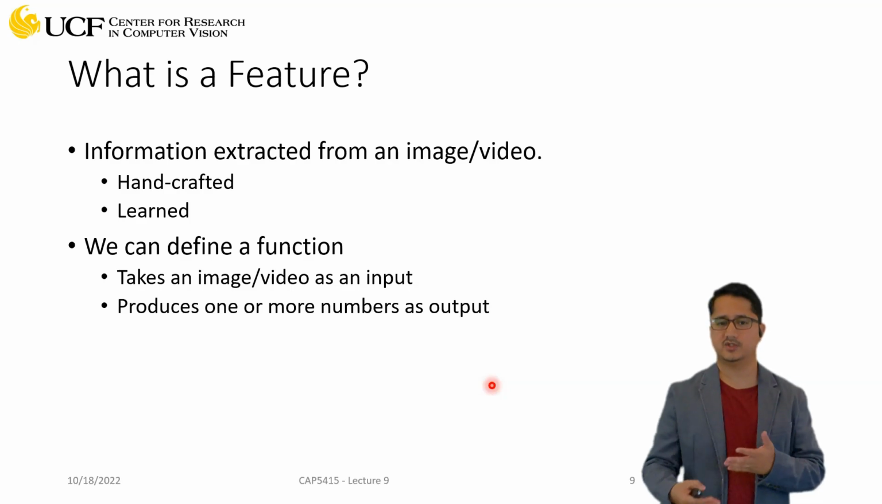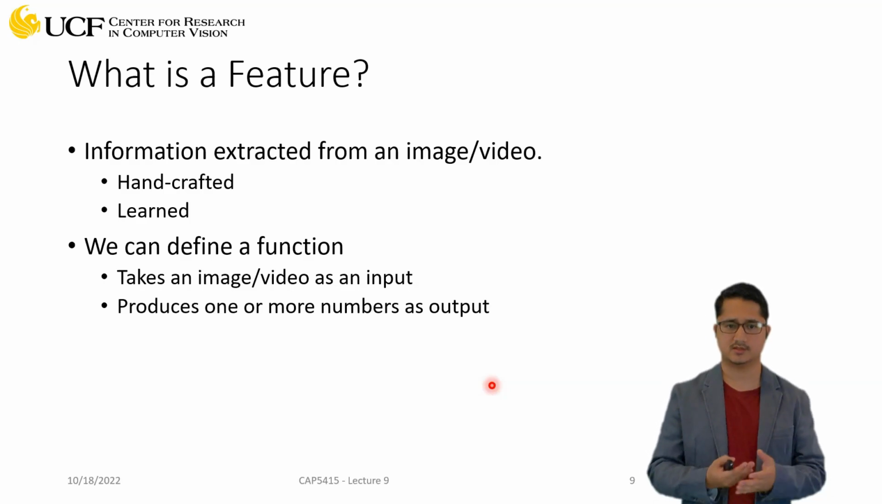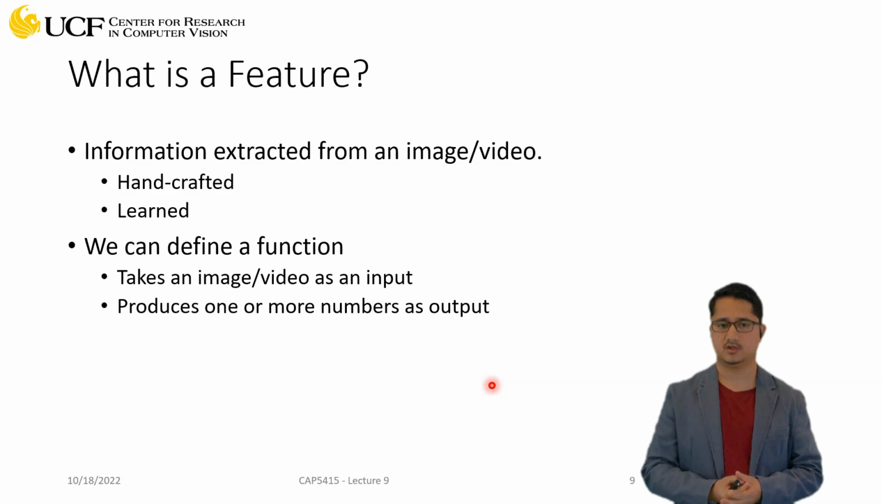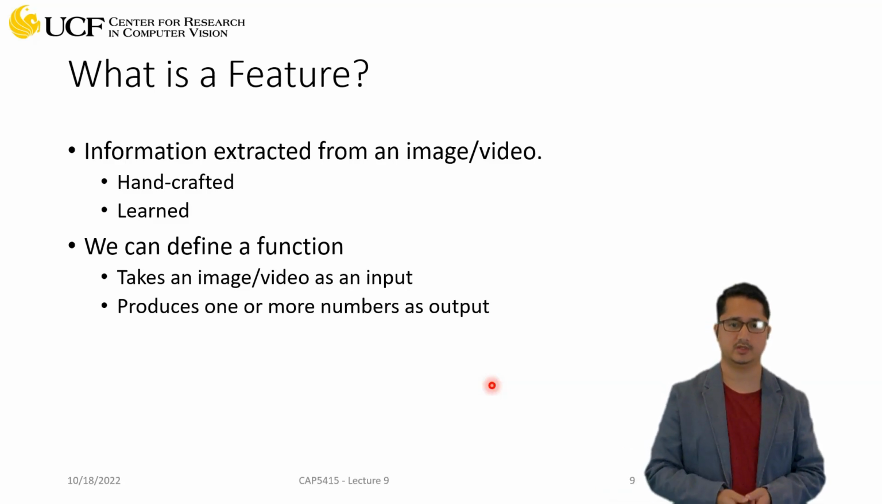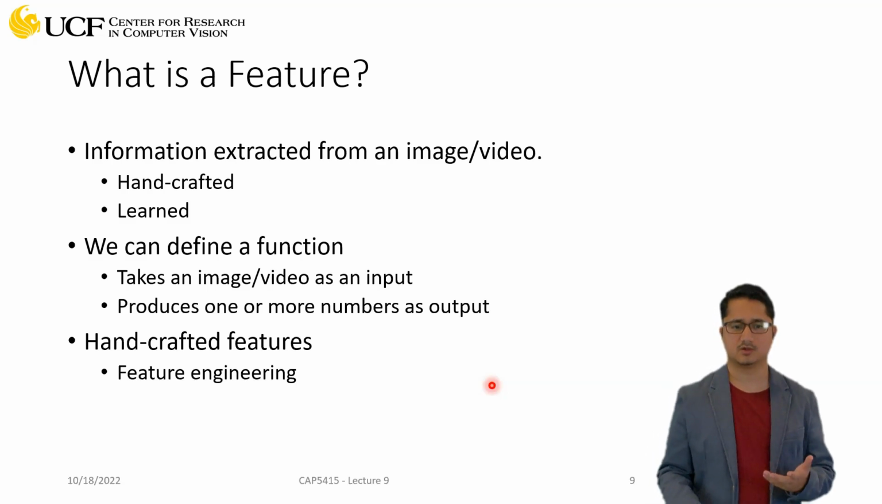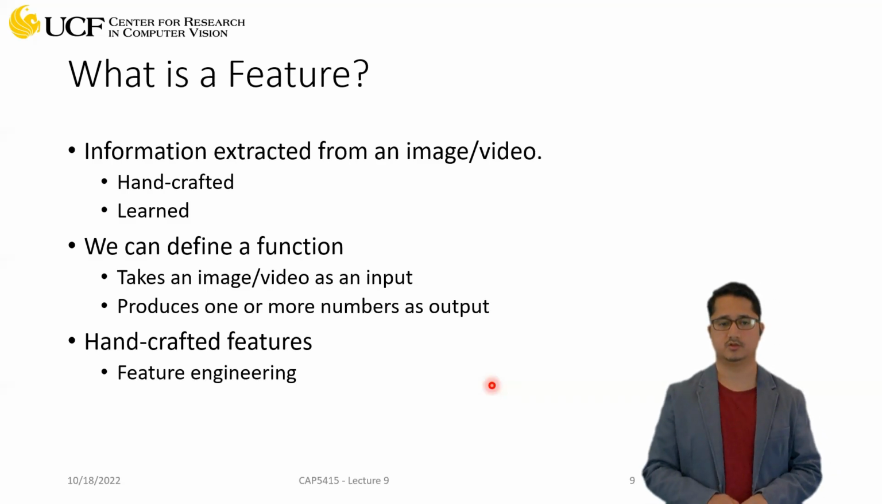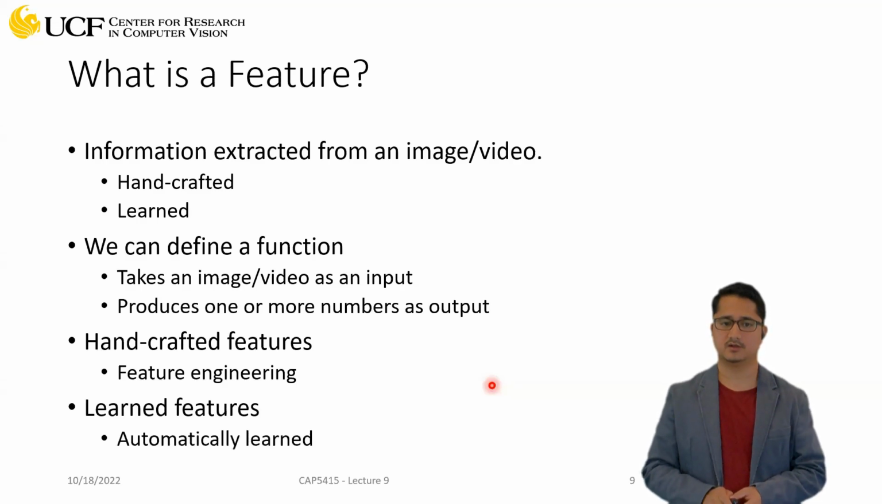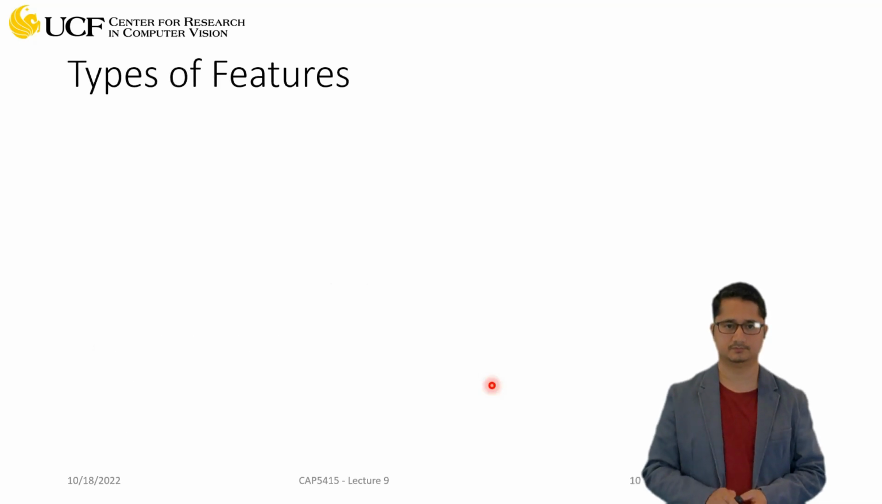At the end, we just need a function which will take that image as input and give you a set of features. And it depends on whether that function is something you have designed by hand or something you have learned. So that's the distinction between these two. Handcrafted features are also called feature engineering. You might come across this term as well. And learned features are automatically learned.